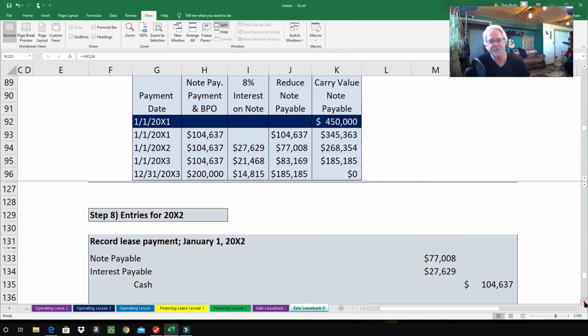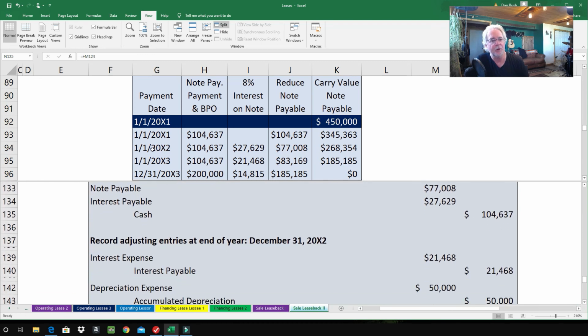The entries for 2002 are easy. We're going to use the line right here, the second line here. So note payable, 77,008, got it from right there. We're decreasing that note payable. Interest payable, 27,629, that came from right here. And cash, 104,637, came from right there.